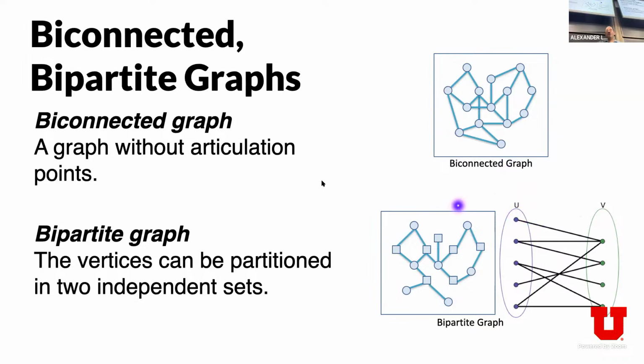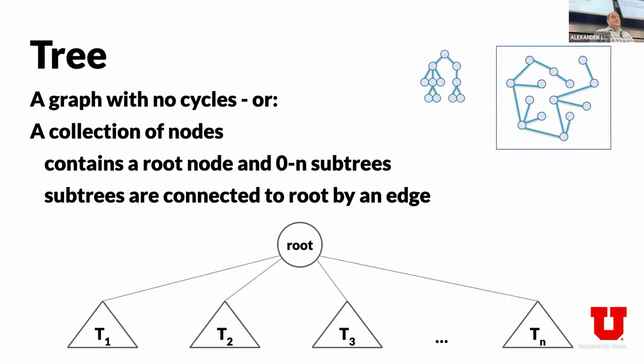A bipartite graph can be rendered like this, but I can also just show different types of nodes. And then a very special type of network is a tree. Trees are super useful in many different applications, including data structures.